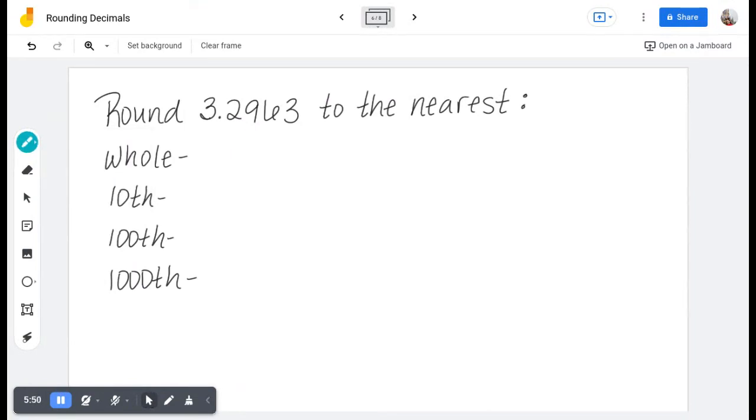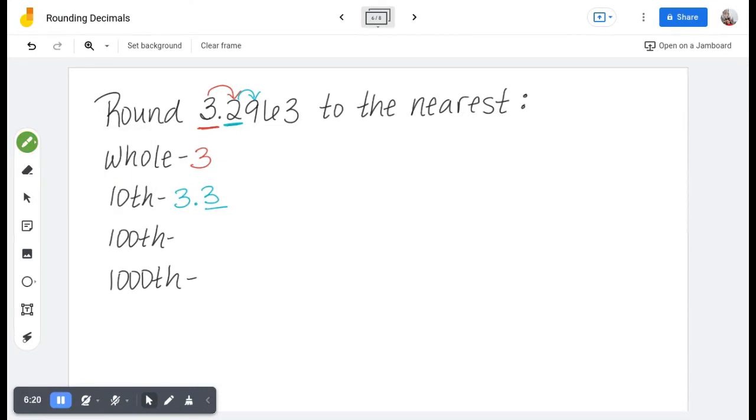Okay, nearest whole number. Whoops. Nearest whole number. Here's a 3. Look to the right, it's a 2. 4 or less, let it rest. So it's just going to stay as a 3. Nearest tenth, that's 1 number past. Look to the right, you get a 9. 9 is 5 or more, let it soar, right? So that's going to change to 3.3, nearest tenth, so end in your tenths place.